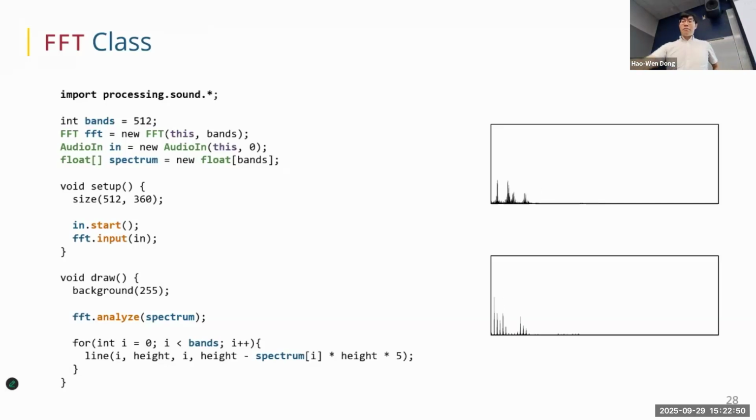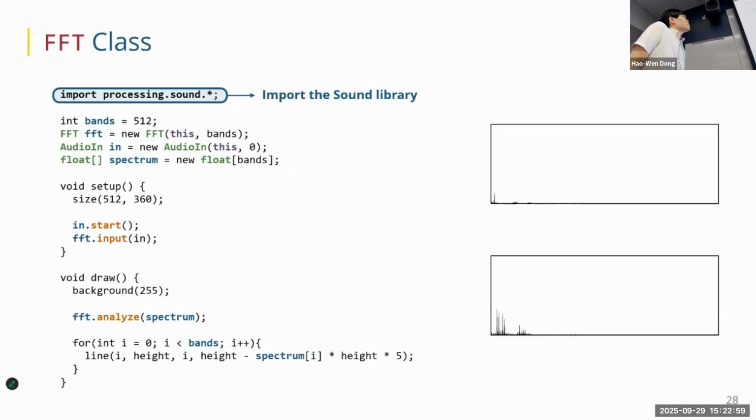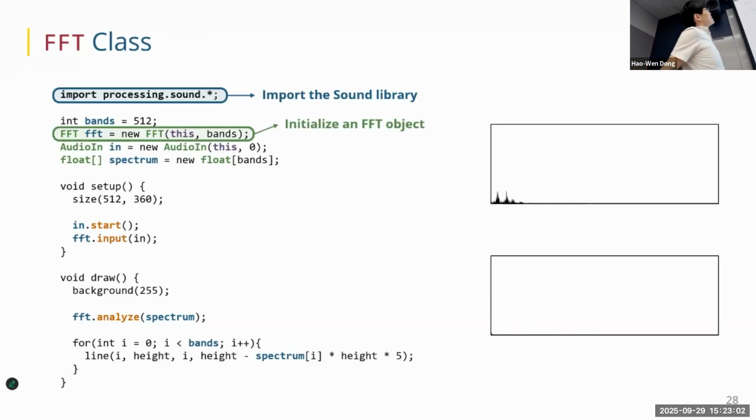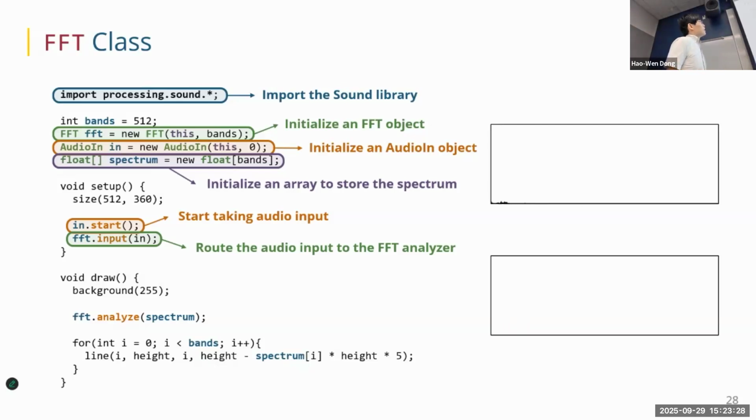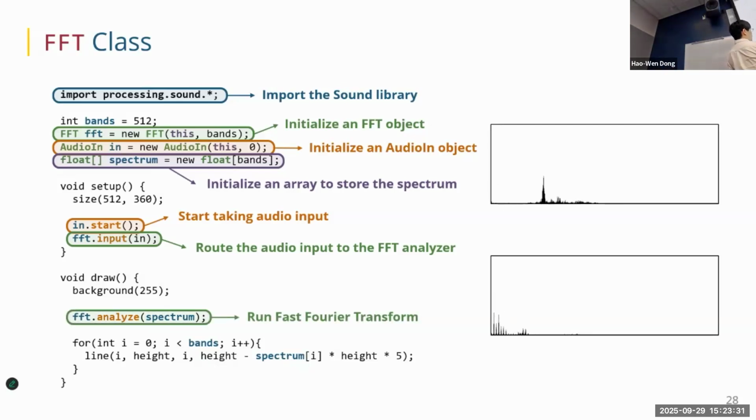But basically, we also have the most complex one, I guess, the FFT class. So for the FFT class, you import the sound library, the same idea. Now you initialize an FFT object, and initialize an audio in object, which will take the microphone input. Now it's a little bit trickier. Now you want to initialize an array to store the spectrum. This is essentially what you get for homework in the skeleton code. So in the start, you start taking audio input and route the audio input to the FFT analyzer.